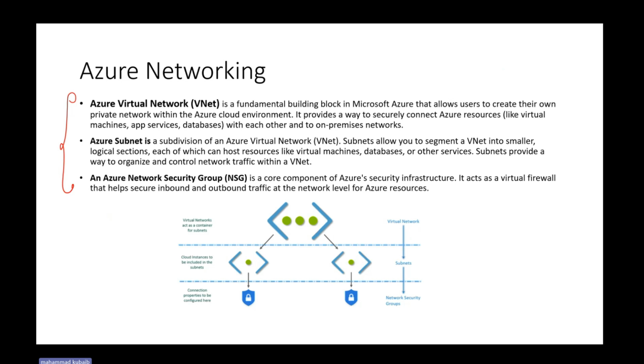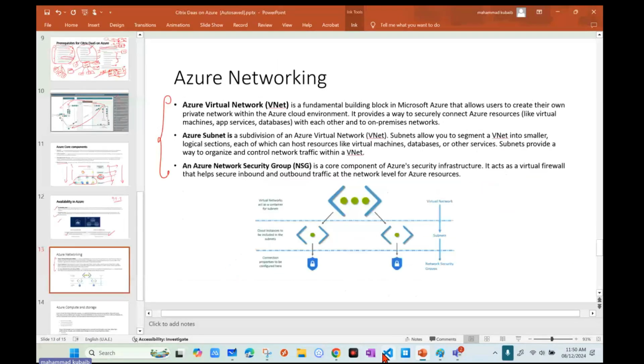Okay. So then comes Azure Subnet. A subnet is a subdivision of Microsoft Azure Virtual Network. I will explain this in detail on a whiteboard. And then we have Azure Network Security Group, which is nothing but a kind of firewall. It will check your incoming and outgoing traffic on the subnet level or on the VM level. Okay, so in order to explain this in detail, we'll go to the whiteboard.